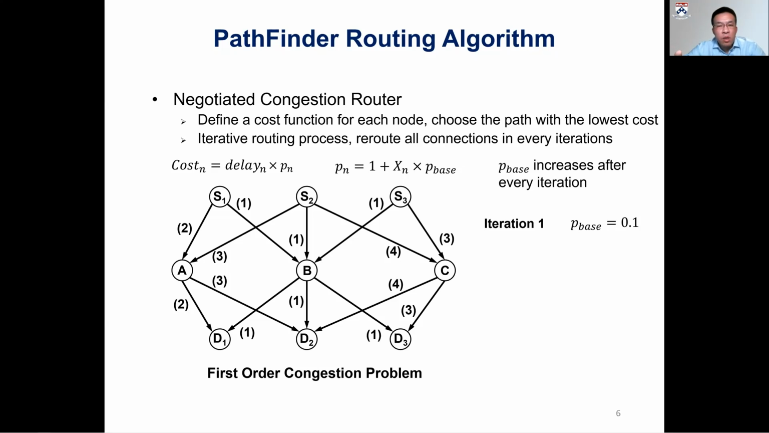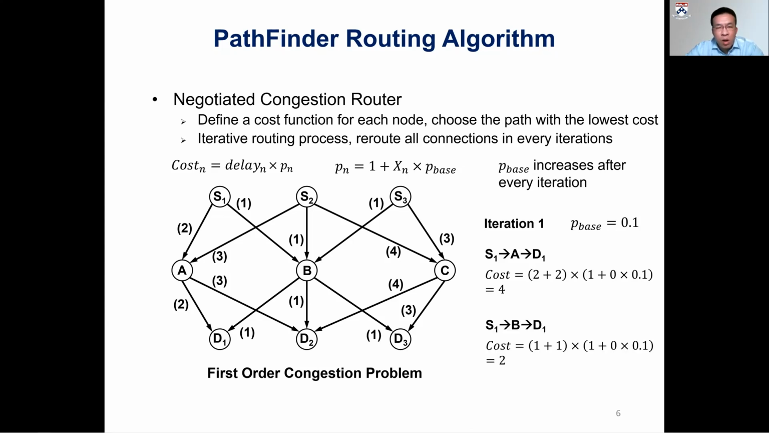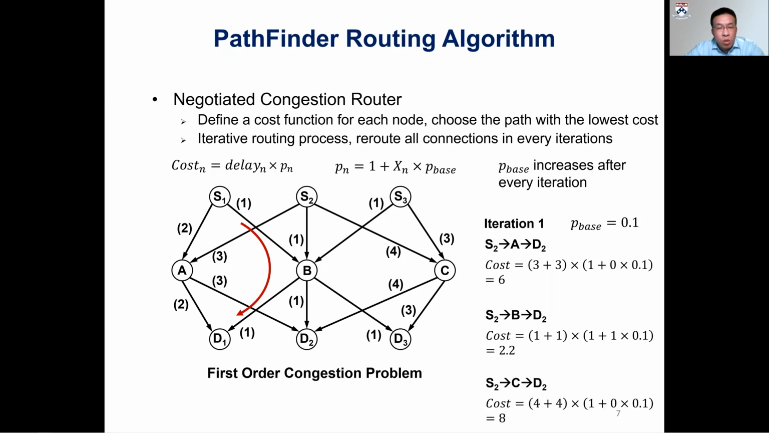So in the first iteration, P base is small, and we first route the interconnection from S1 to D1. At this time, no interconnection is routed, so Xn is 0 for all nodes, and the Pn is 1 for all nodes. So this interconnection will be routed through node B. Then we will route the interconnection from S2 to D2. We can see that the Xn for node B is 1, which increases the Pn for node B. But since the P base is small enough, this small increase does not change the routing result, and S2 to D2 is still routed through node B.